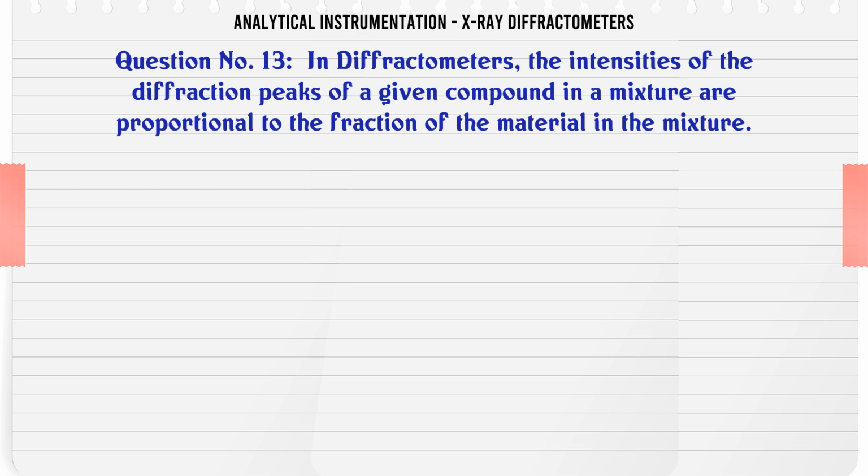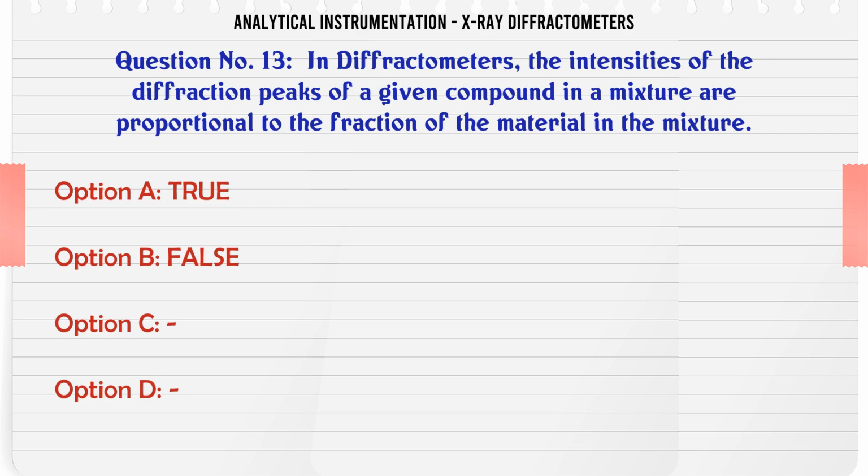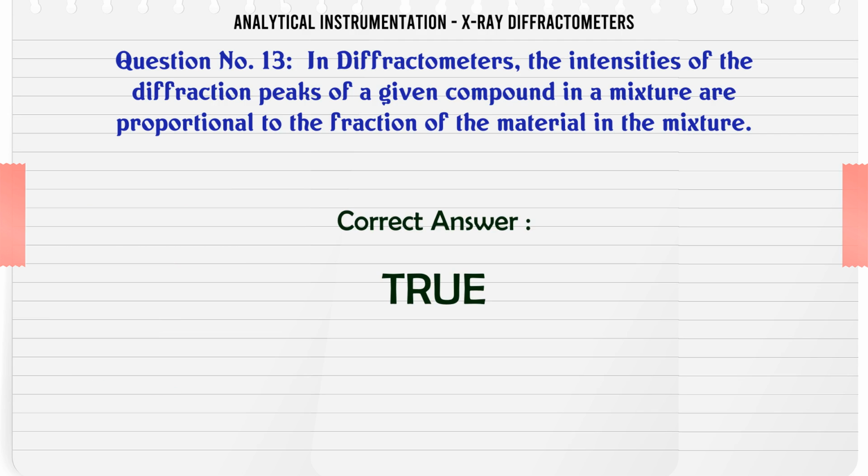In diffractometers, the intensities of the diffraction peaks of a given compound in a mixture are proportional to the fraction of the material in the mixture. A. True. B. False. The correct answer is true.